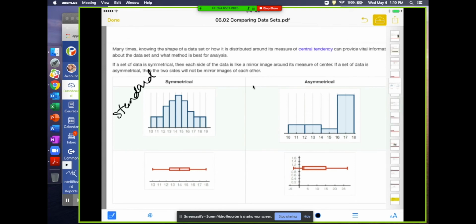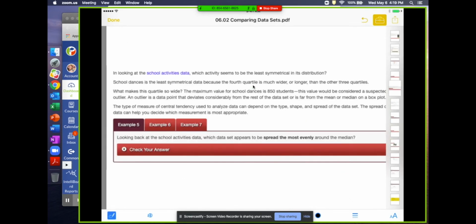And then asymmetrical, as you can see, one side of the data is way further off than the other. We do have an outlier in this one. In looking at the school activities data, which activity seems to be the least symmetrical? So the fourth quartile would be much wider or longer than the other three for school dances. What makes the quartile so wide? The maximum value is 850. So this is going to be an outlier. It's going to be way far away from the other data points.